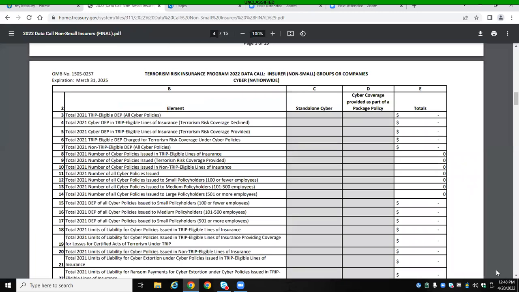So, okay, regarding the new information, premium and number of policies allocated by size of policyholder measured by number of employees. Again, that's requesting information for all cyber policies, and we're not asking you here to break it out between TRIP and non-TRIP eligible lines. You can just provide consolidated estimates or figures.